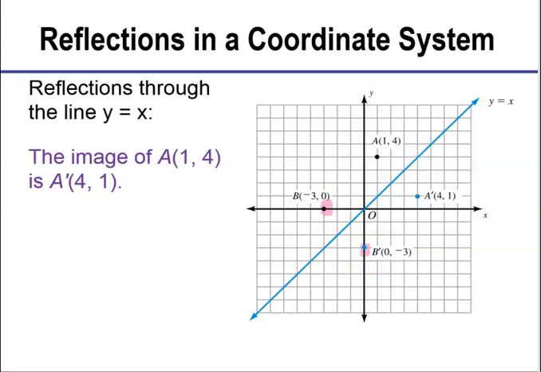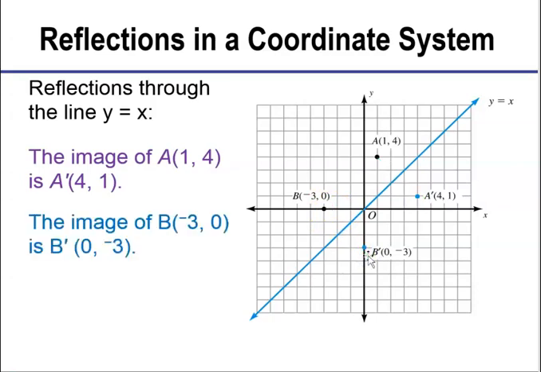And again, remember, the important thing is you come to your reflection line perpendicular, and you keep going through to get your other image point. Same thing here. Perpendicular, same distance on the other side, and then there is your image point. Okay, so the image of (-3, 0) is (0, -3).